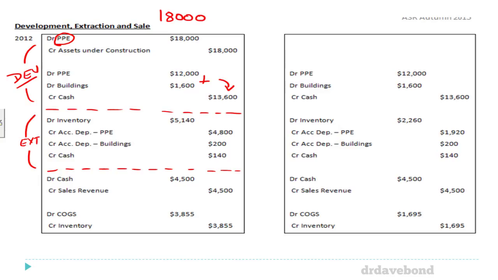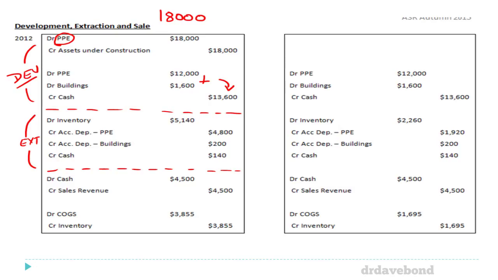Okay, the next bit is your extraction phase. What we're digging up, I have no idea what gold looks like in the ground, but we're digging up gold out of the ground and it's now inventory on top of the ground, somewhere in a warehouse or wherever they store them.